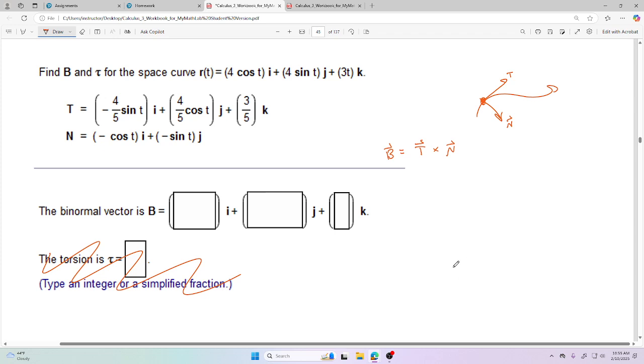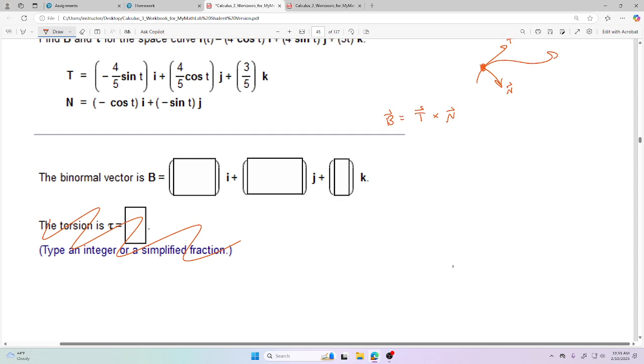Now I wanted to go and do it. You know what? I do want to simplify this a tiny bit. They all have a 5 in the bottom, and I'm going to do this, and that way I have whole number integers to work with.